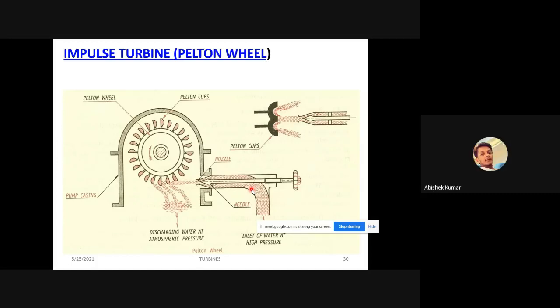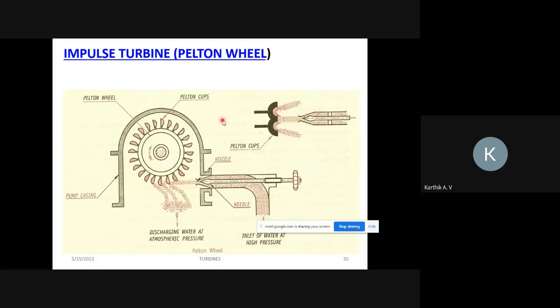Kinetic energy. Then that kinetic energy has some pressure. The pressure will be further increased with the help of this nozzle. Then the water comes out from the nozzle and hits the blade. Because of that, the blade starts rotating.